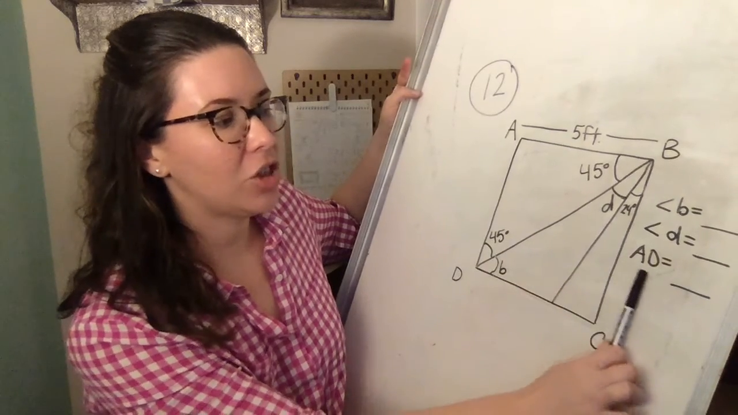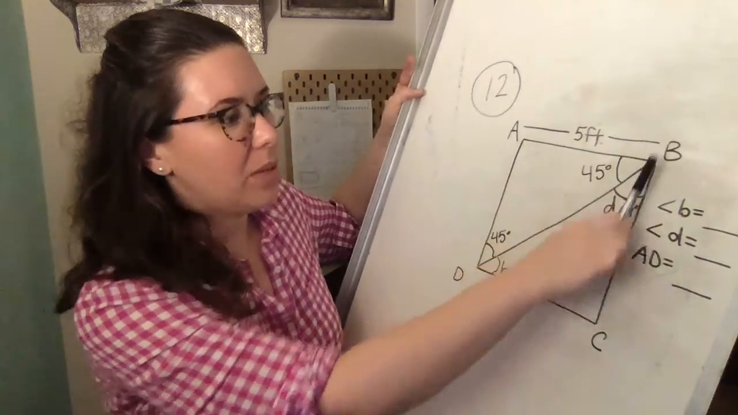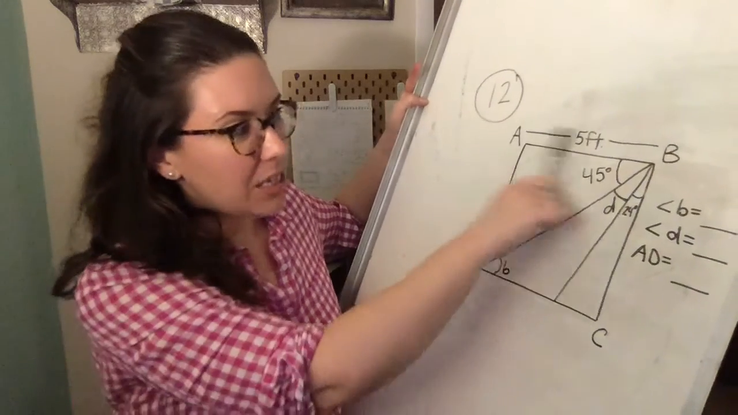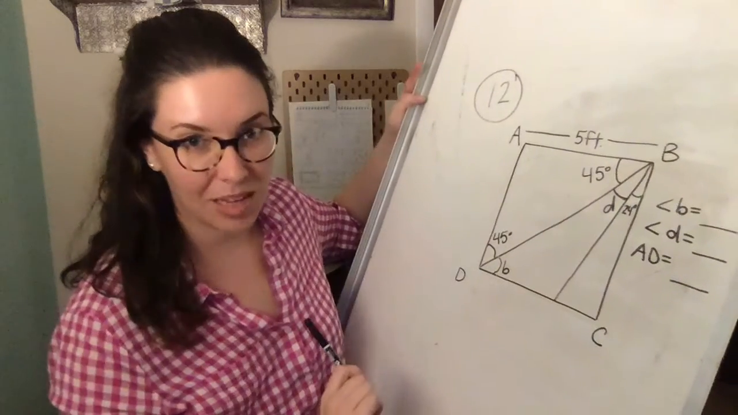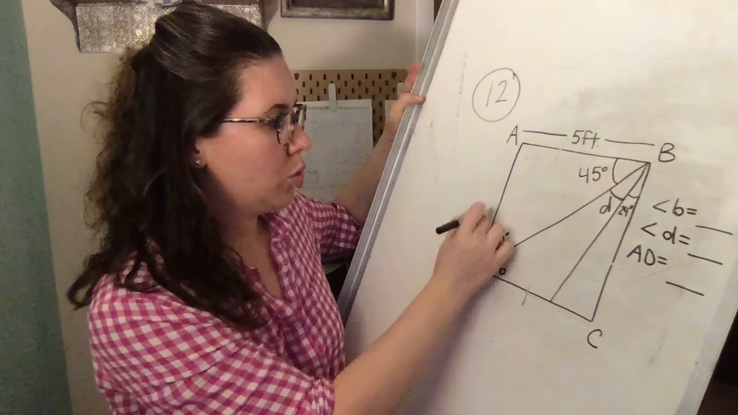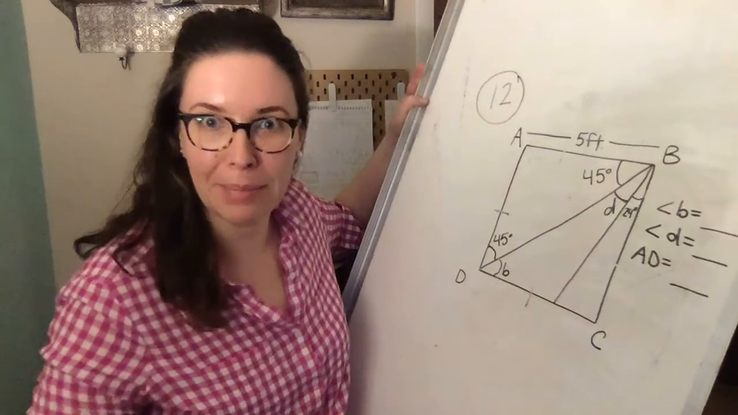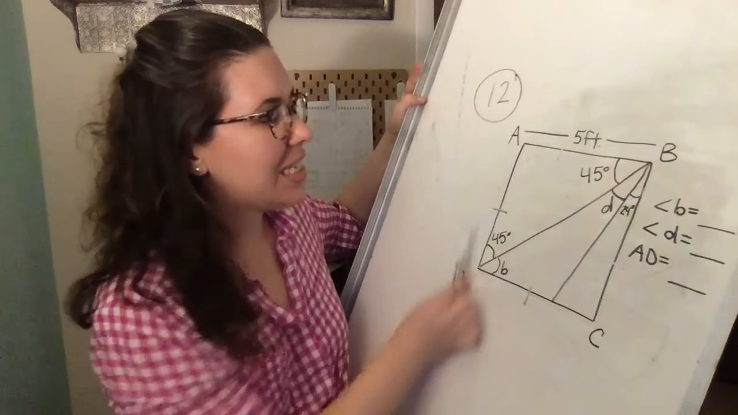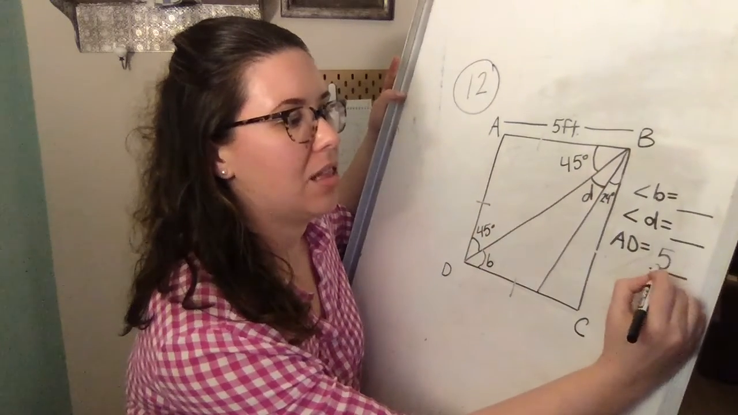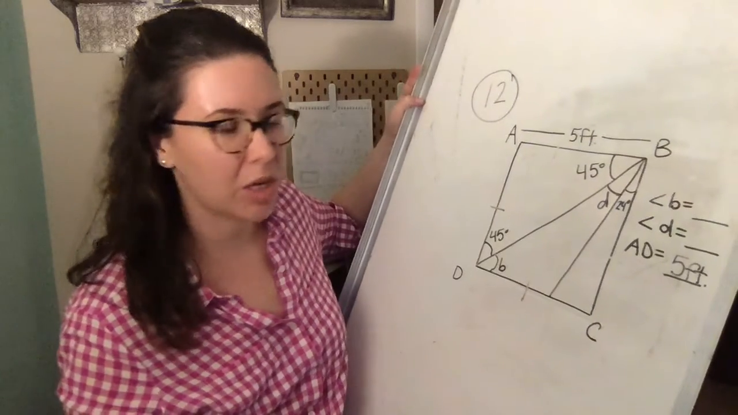I'm actually going to start here with AD because it's going to be super simple. Since they tell me that this is a square, I know by definition each of those sides must be the same length. So AD must be, whoa, my pen fell, sorry. AD must be 5 feet, just like the length AB. Okay, now let's think about how we're going to solve for these angles.